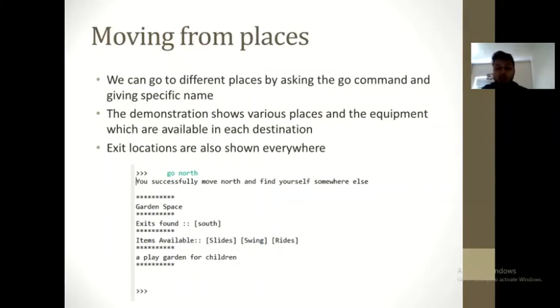Moving between places, we can go to different places from any location by giving the go command. So here from the supermarket, I said go north, and it moved to a different location, which is named garden space, and it has its different equipment and everything.